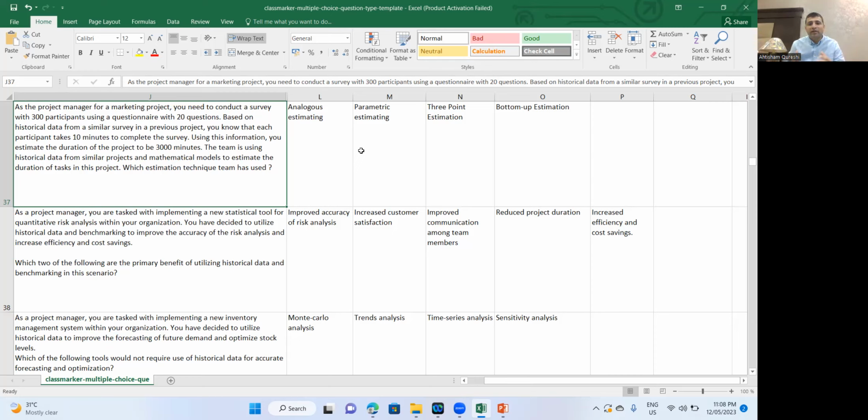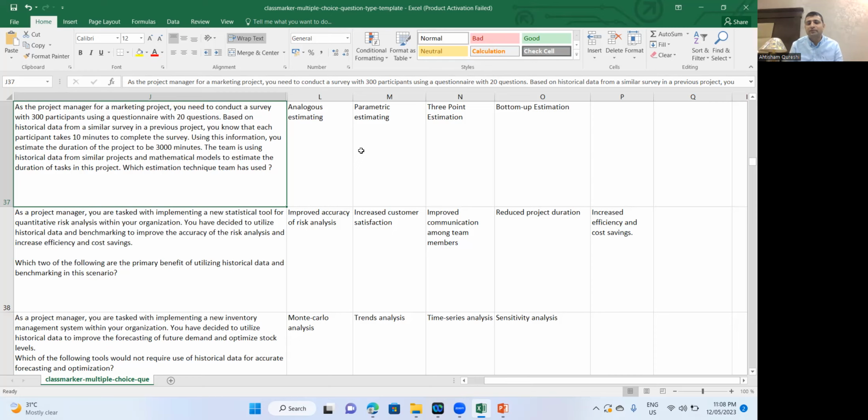What do you think? Parametric is the answer. This is correct. And you got to know the difference: both look towards the historical information. But if you are making an analogy just based on the historical information, it's analogous. But if you are using some formula, then it is parametric.